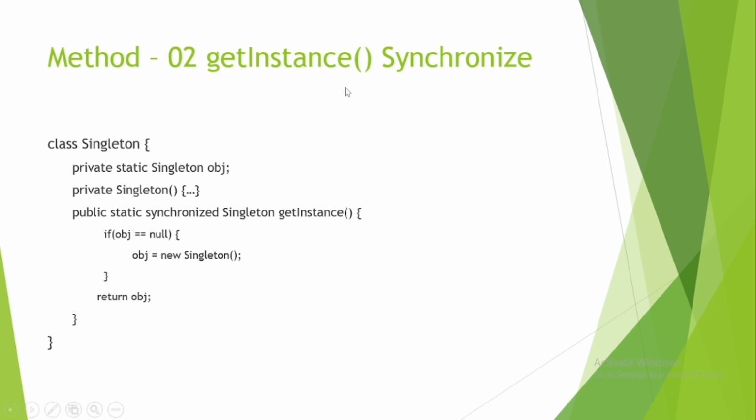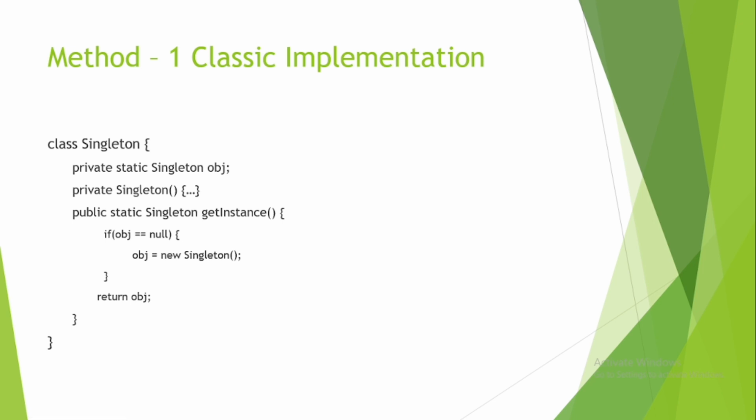So if I make this get instance method synchronized, everything is the same in this class also, right? There is the singleton class, there is the singleton object, which is a static variable, there is one private constructor, and again I am checking if object is null, then I am creating the object and returning it. See what is the pro of this method over the first. Here in the first I have not given synchronization. That means if more than one thread, if two threads are trying to access the same method, then they can access it, because there is no synchronization right now.